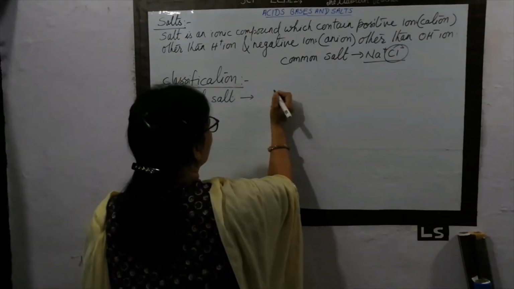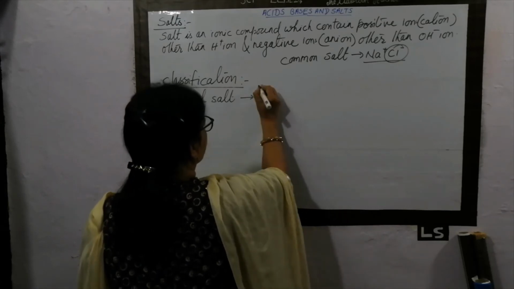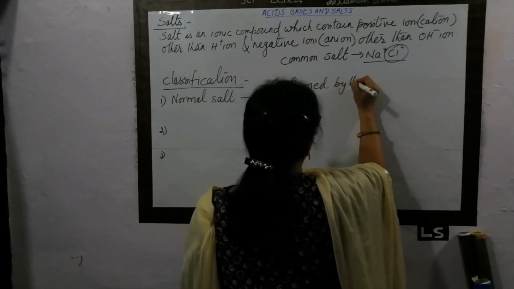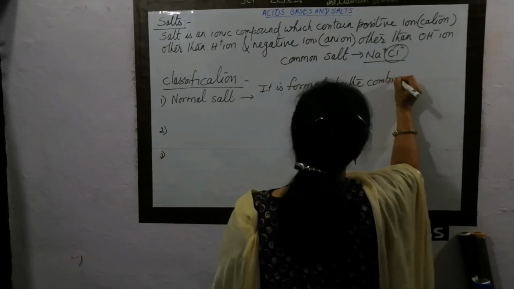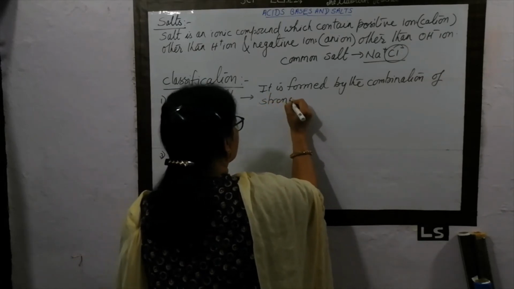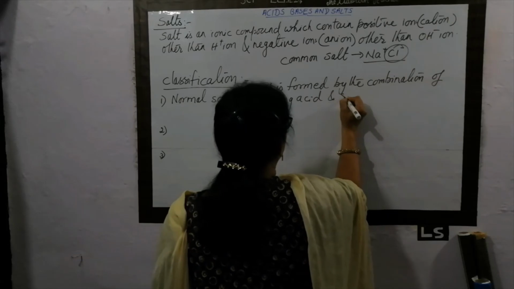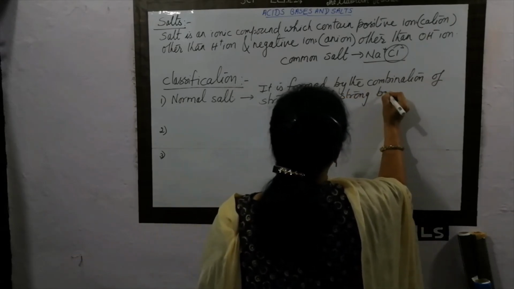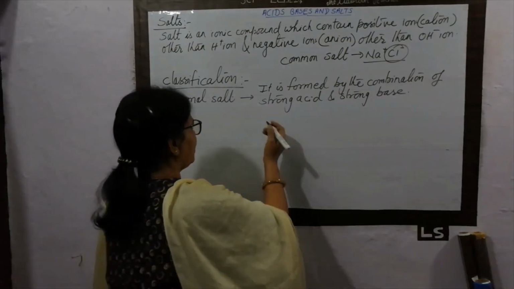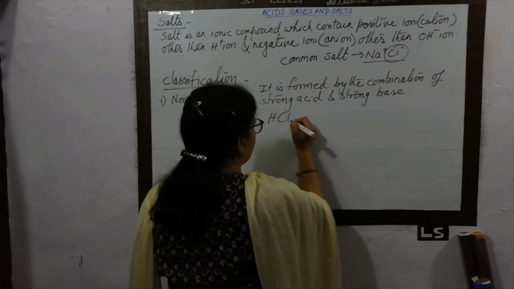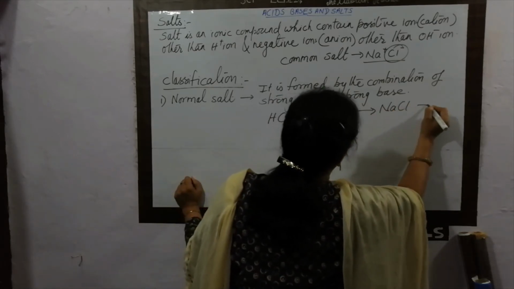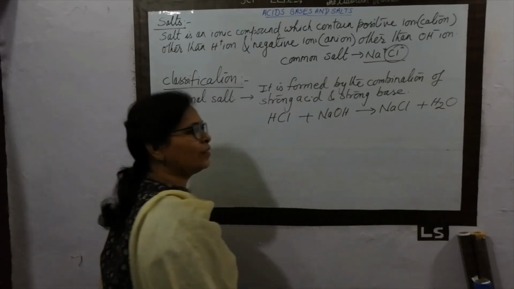It is formed by the combination of a strong acid and a strong base. When a strong acid combines with a strong base, the salt formed is called the normal salt. For example, a strong acid HCl combines with a strong base NaOH, and as a result NaCl is formed by releasing water, and it is called normal salt.